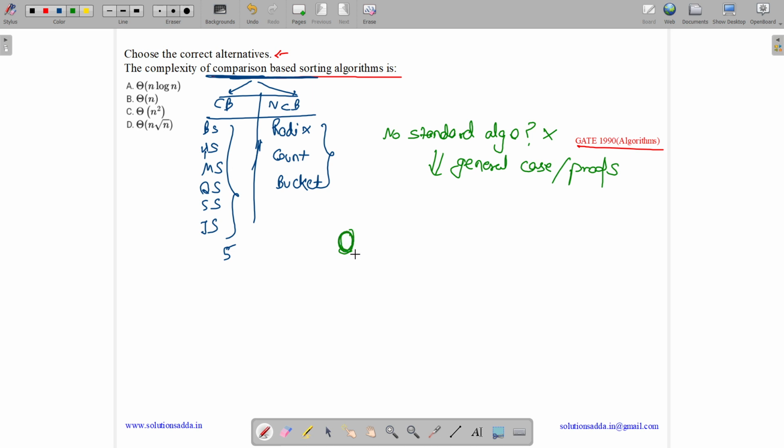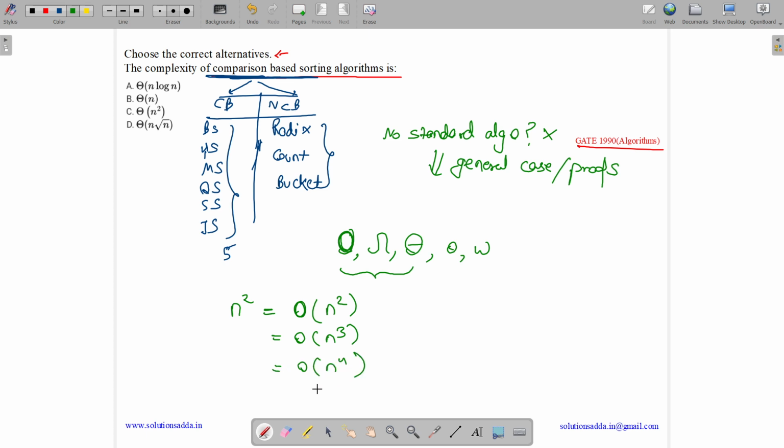There are three types of notations: big O notation, omega notation, theta notation, as well as small o and small omega notation. So what is the difference between big O, omega and theta notation? Let us suppose we have the complexity n square. We can write n square as big O of anything greater than or equal to n square. Like we can write big O of n square, big O of n cube, big O of n to the power 4.